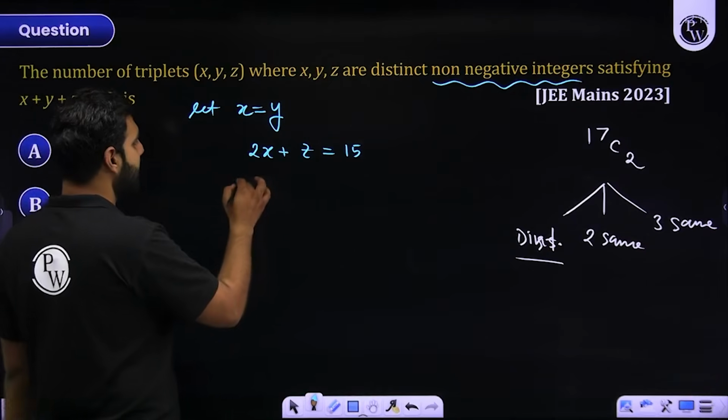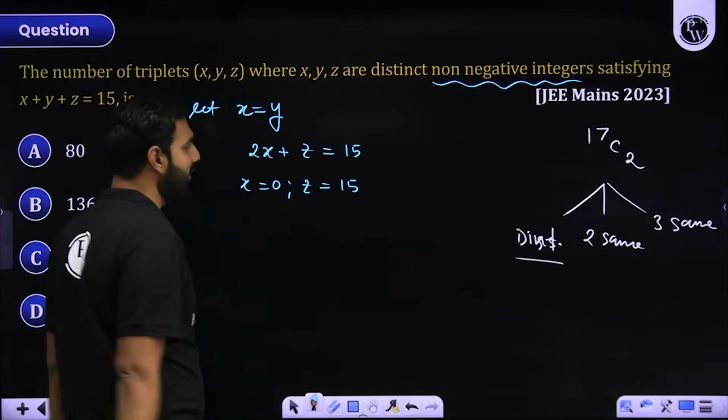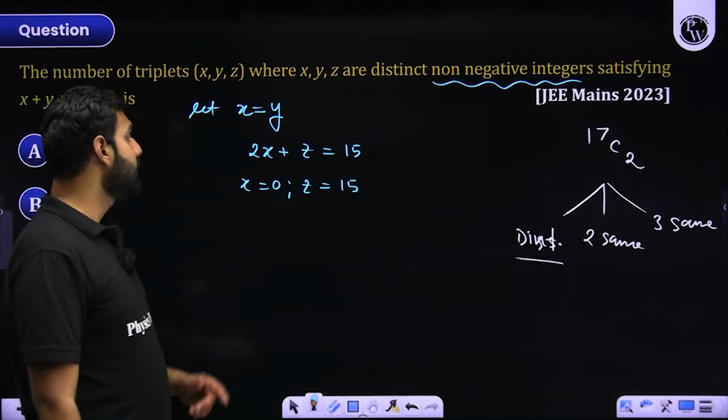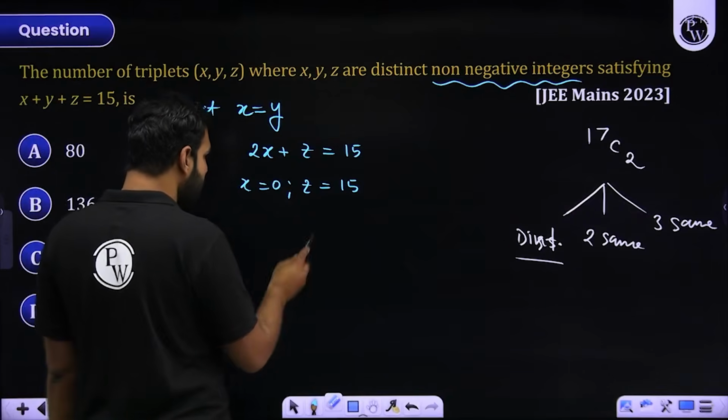So when x is 0, z is 15. I hope you're understanding it. That is perfectly fine and acceptable. Now, let's look at the other case. Achha. If you're not getting this part, you have another choice as well.